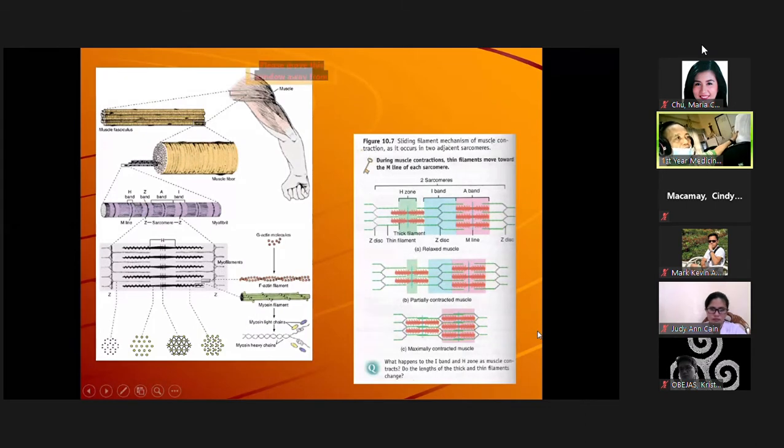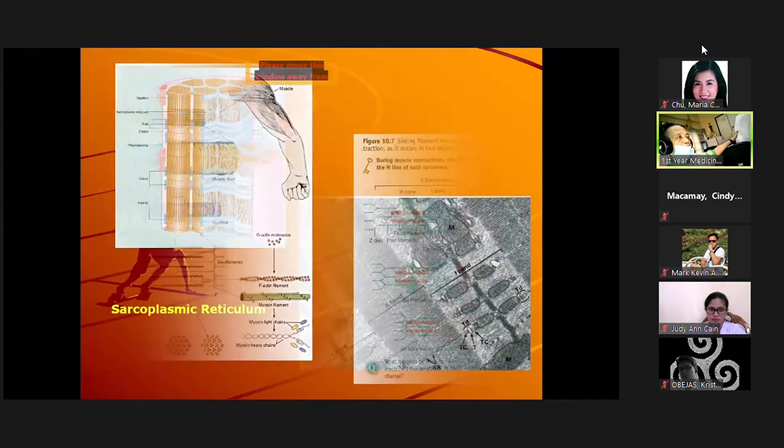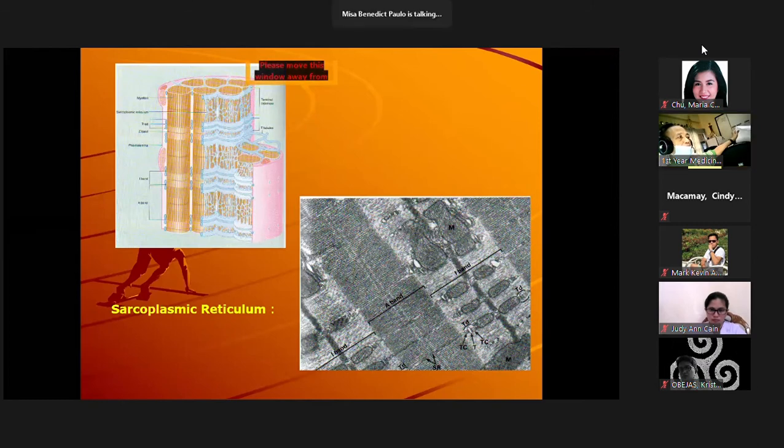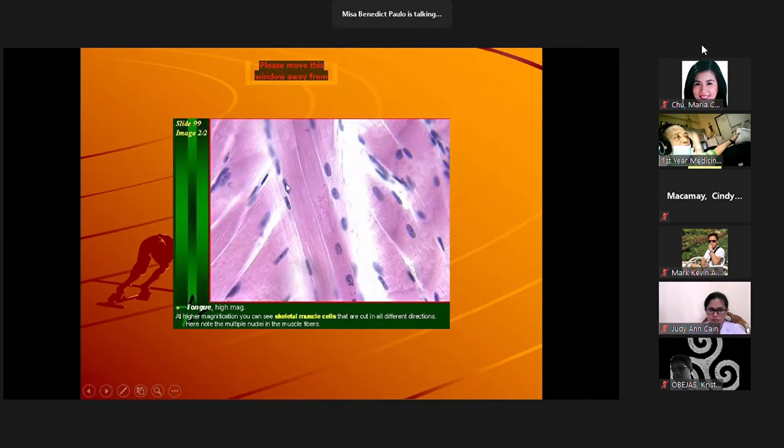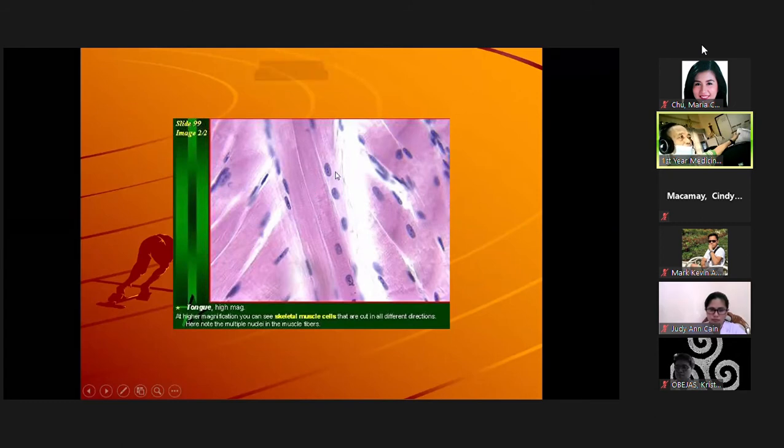Again, this one: the sarcoplasmic reticulum. Here are your skeletal muscle cells at higher magnification. You see the several nuclei, multinucleated, and here is your single muscle fiber. This is the loose connective tissue covering one single fiber.